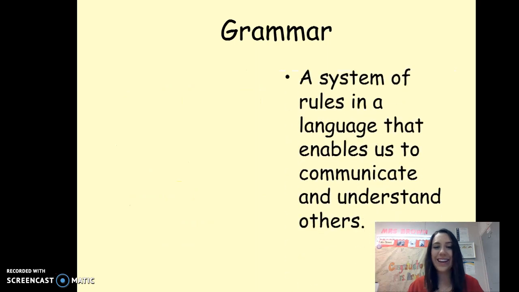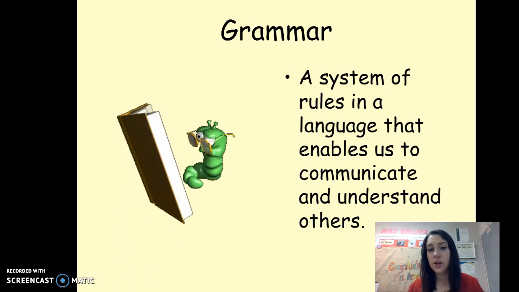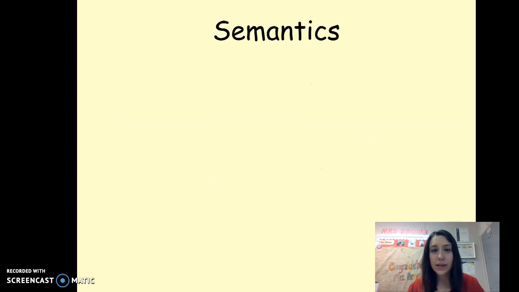Grammar. We define grammar as, English teachers, this is the psychological definition of grammar, a system of rules in a language that enables us to communicate and understand others. And so it is possible you might have to know the definition of grammar at some point or another. So you might want to learn that.